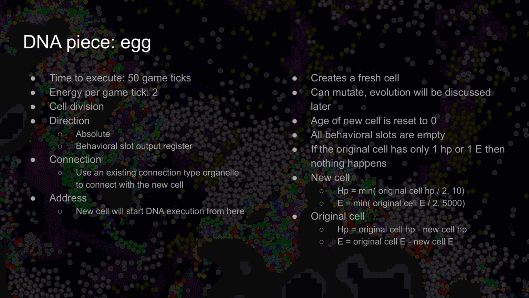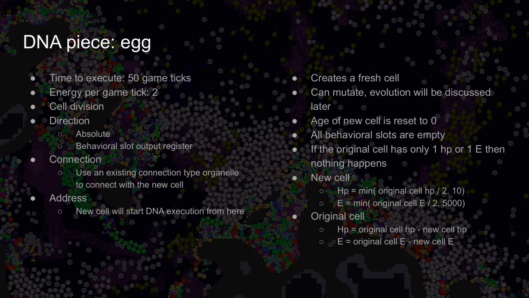The first DNA piece that creates another cell is egg. It takes 50 game ticks and 2 energy per game tick to execute. The division happens directionally. It can be absolute or can come from a behavior slot output register. The cell can use an existing connection organelle to connect to a new cell. The DNA piece also provides an address from where the new cell will start executing DNA code.